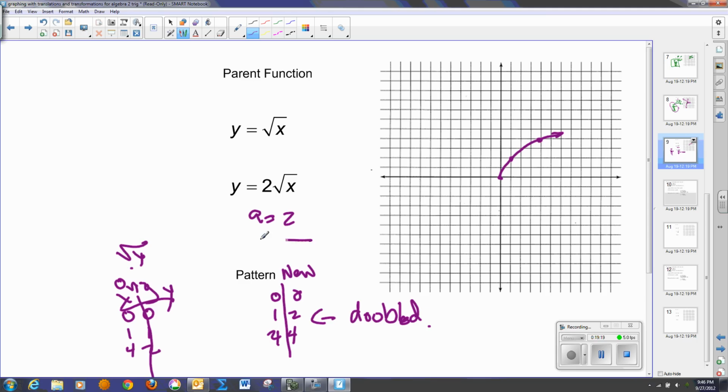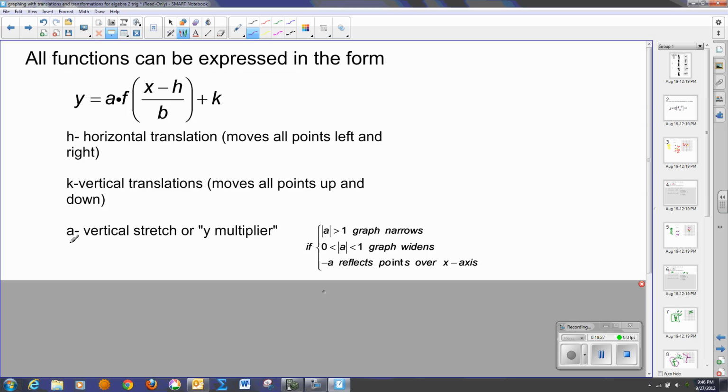So the effect of a is simply to multiply the y values. In other words, a is going to be what we call a vertical stretch. I like calling it a y multiplier. If the absolute value of a is greater than 1, the graph's going to narrow up. And if it's in between 0 and 1, it's going to get wider.